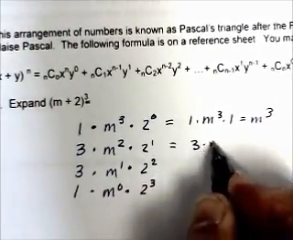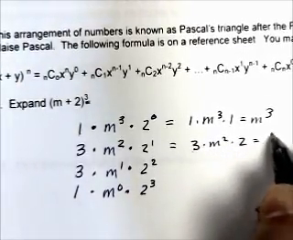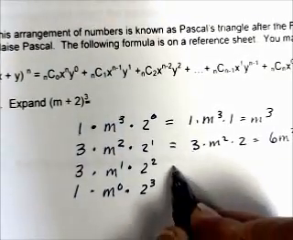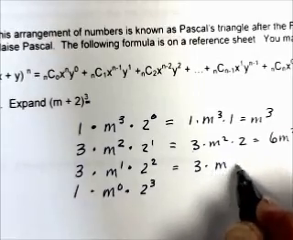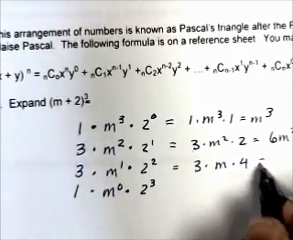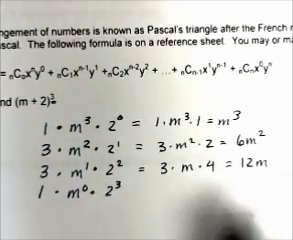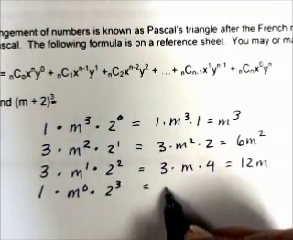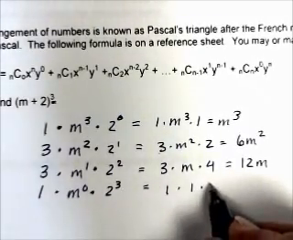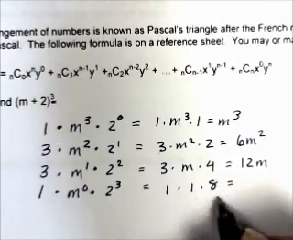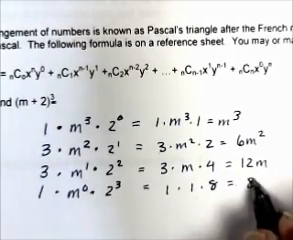3 times m squared times 2 to the first is 2. 3 times 2 is 6, so that's 6m squared. 3 times m to the first is m, times 2 squared is 4. 3 times 4 is 12, 12m. 1 times m to the 0 is 1. 2 to the third is 8. 1 times 1 times 8 is 8.